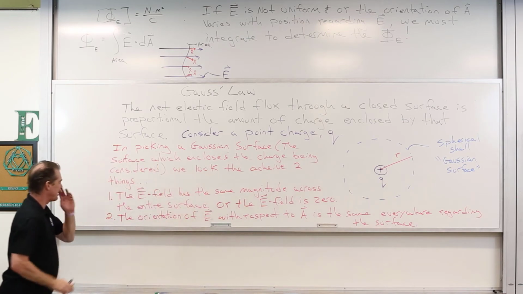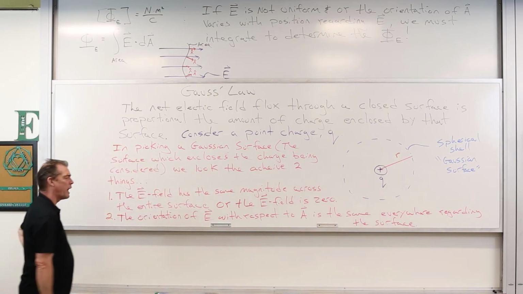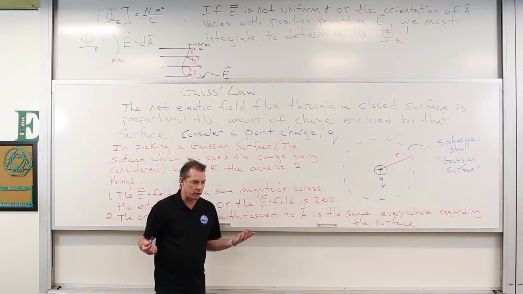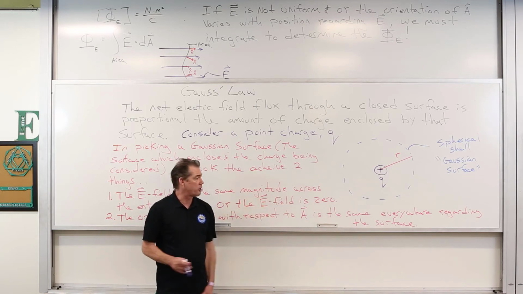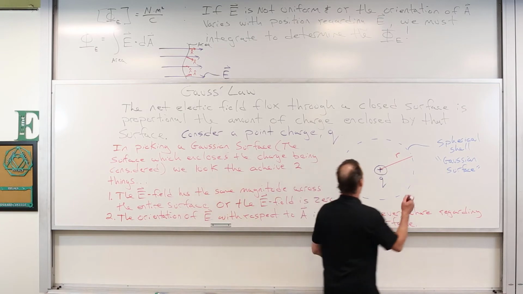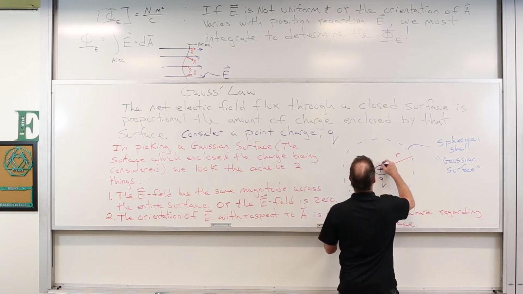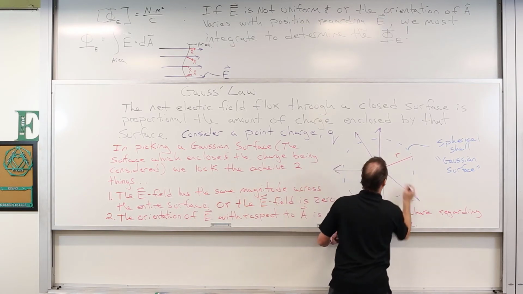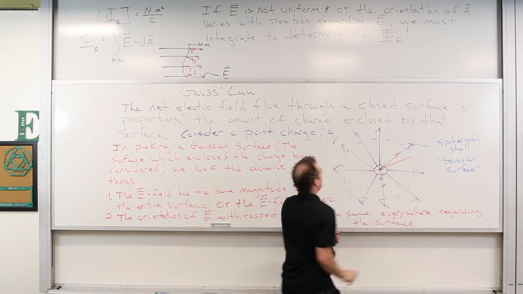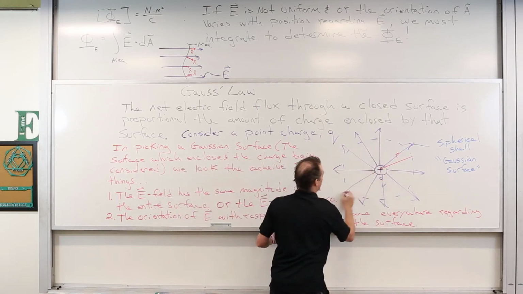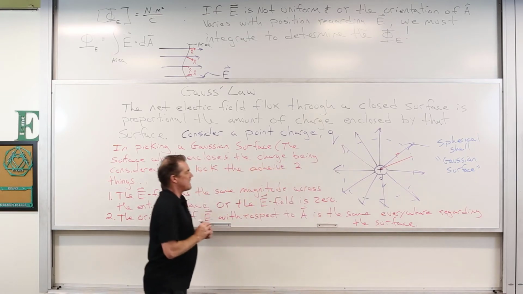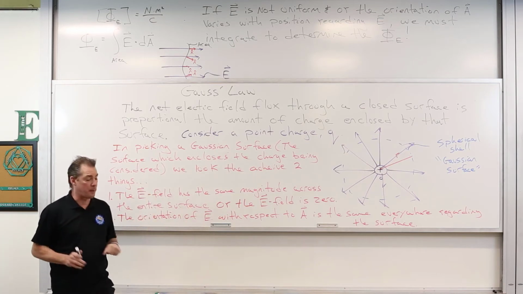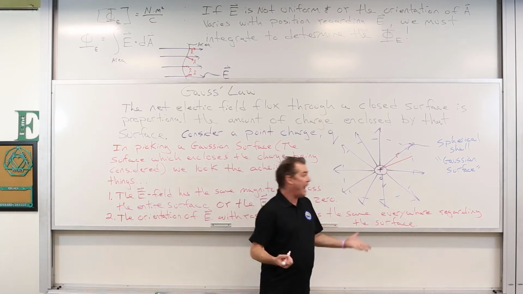The other criteria is that the orientation of the electric field with respect to the area vector is the same everywhere. So what does the electric field look like due to a point charge? We already said it's radially outward if the charge is positive. So let's just draw some electric field lines. Drawing another there. Is that electric field going through that Gaussian surface in the same orientation everywhere with respect to the surface? And the answer is, yeah, look at this.